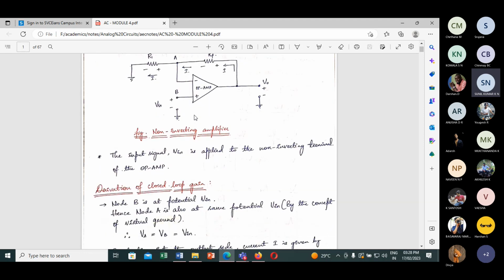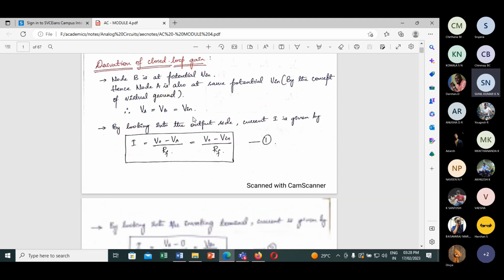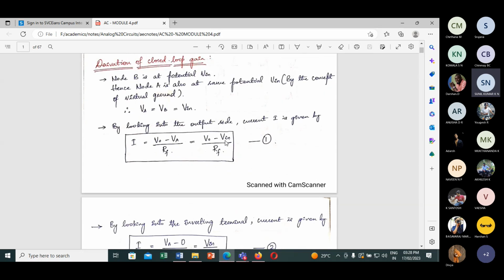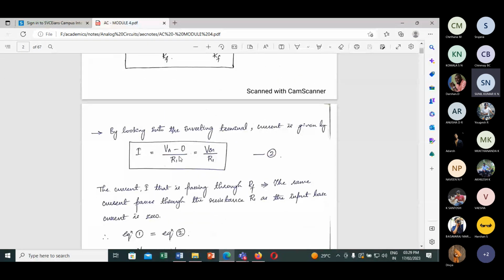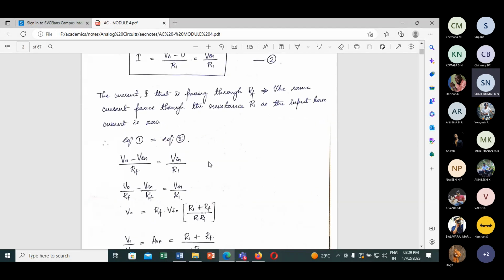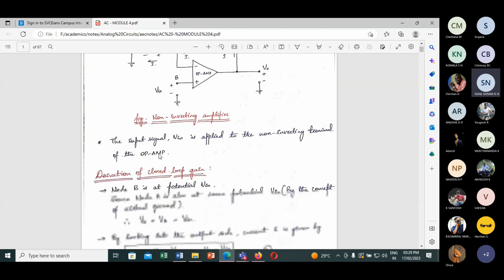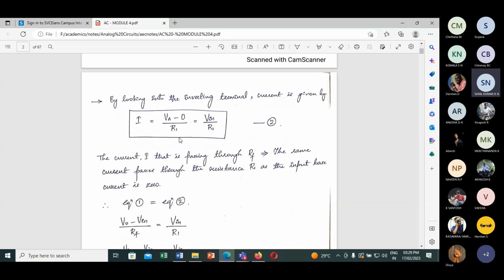Because of the high input resistance, since there is no current, there will be no voltage drop, so the node potential is V in. So the current I will be equal to V in by R1. If we equate the two expressions, V0 minus V in divided by RF, and here 0 minus VA divided by R1, which is nothing but V in by R1, the current will be equal.